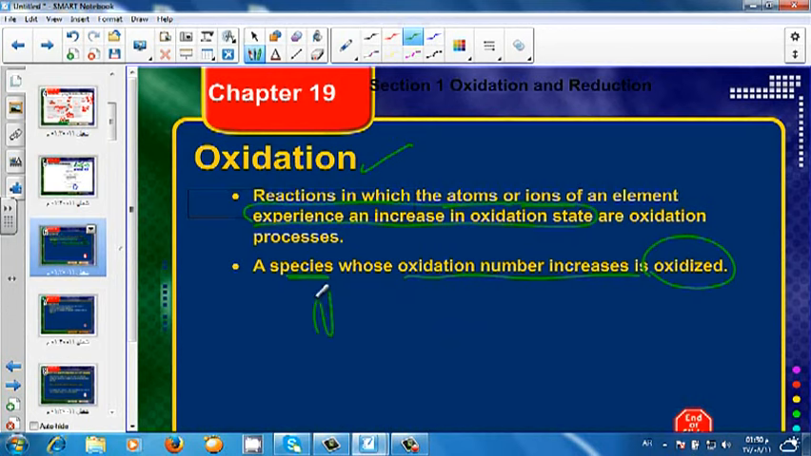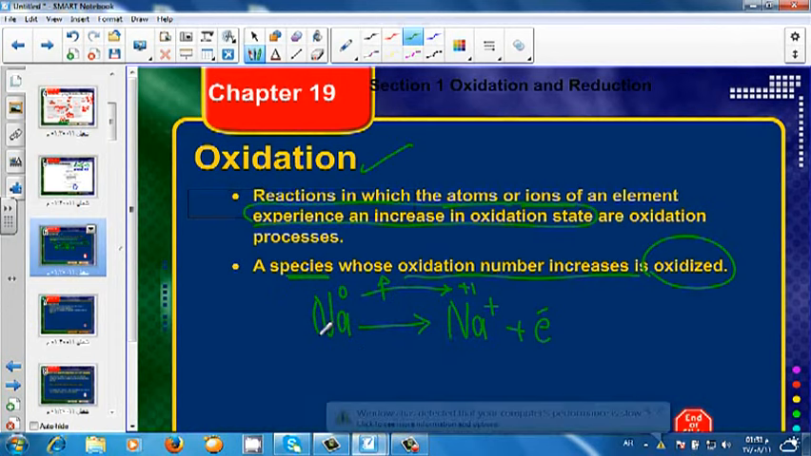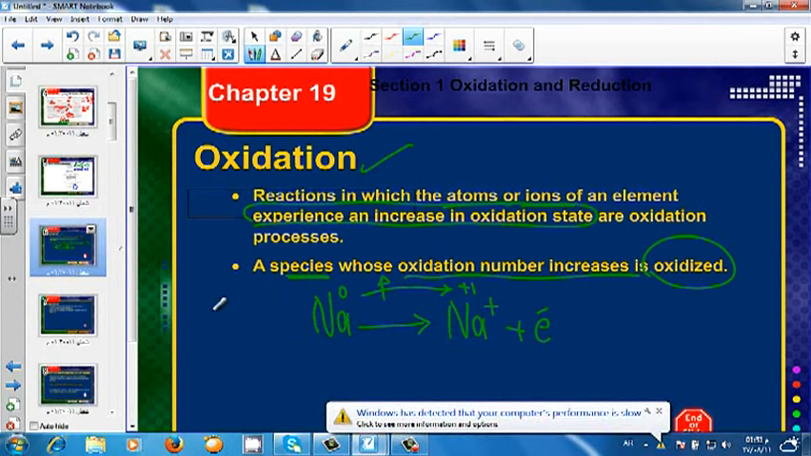For example, sodium. As it loses an electron, it changes to a positive ion and the electron is out, right? So the oxidation number for sodium as an element is 0, as an ion is positive 1. So what happens in the oxidation number? Increase in the oxidation number. So I determine that this process includes oxidation because the species here suffers an increase in oxidation number, and now we can say that sodium is oxidized.